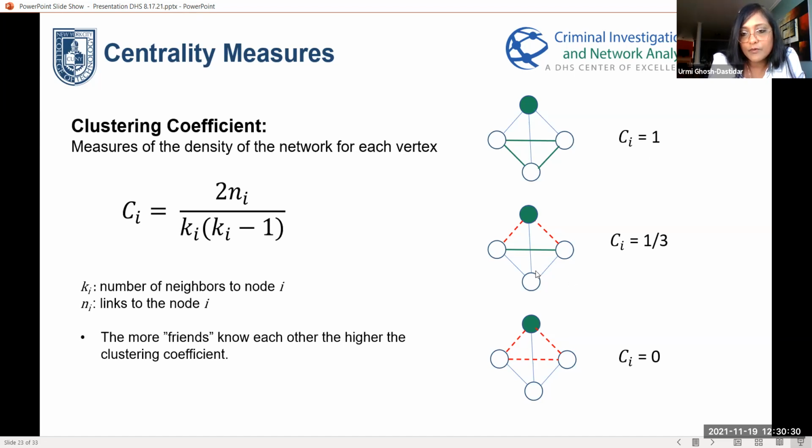Here, you have only 1 neighboring connection, so that's 1, and it is divided by, again, 3 times 2 divided by 2. And here your N_i is 0, so that's 0. So the more friends know each other, the higher the clustering coefficient is. That's the idea.